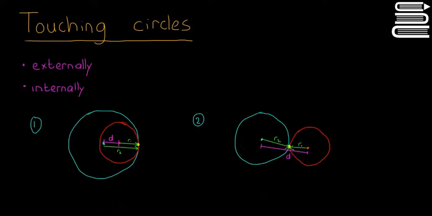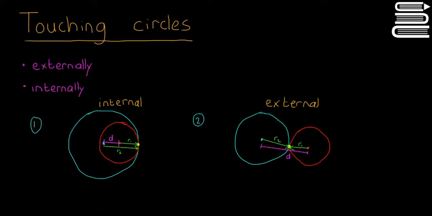Or else you can have externally touching circles, with two circles that are outside of each other, and they touch at one single point, and that's called external touching. All right, so this one here is internal, and that one there on the right is external. The idea is, if you want to find out if circles are internally or externally touching, you have to look at the distance between their center points.